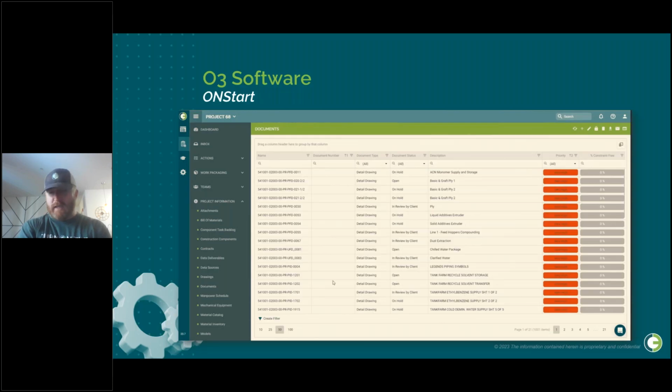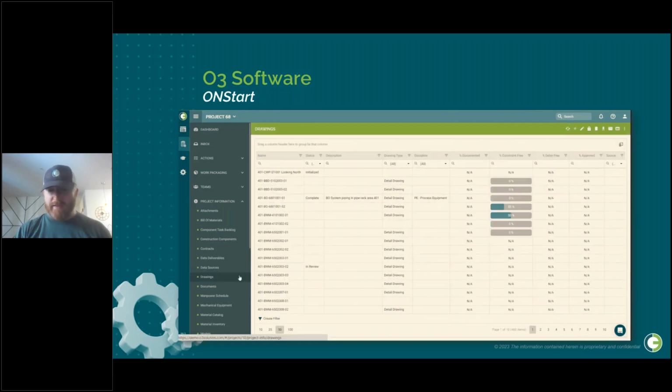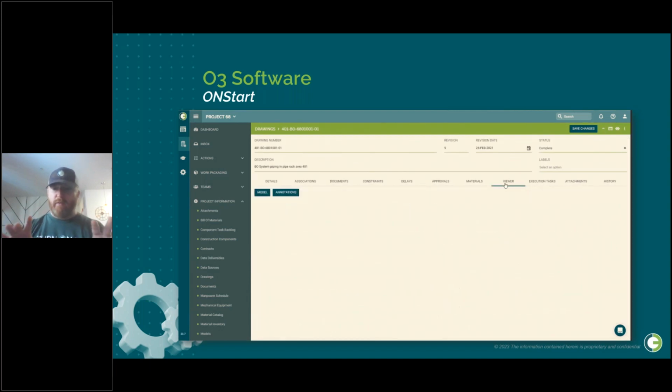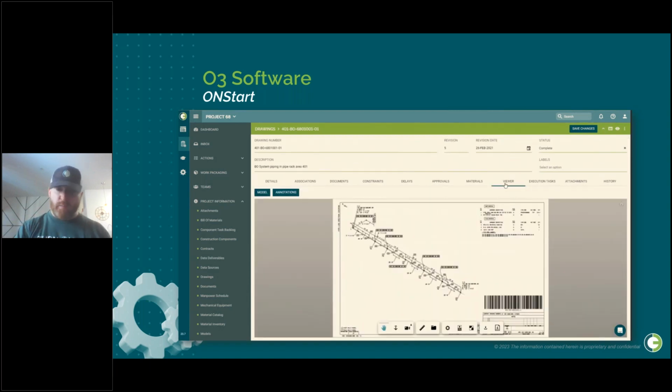And what O3 can do here using our on-start capabilities is map out that transition. So we can help to create those test work packages.